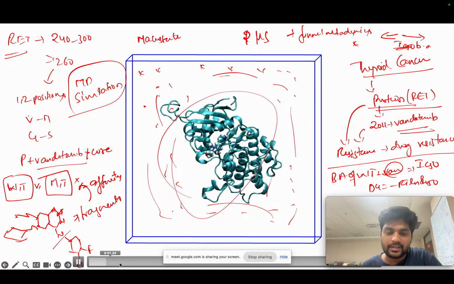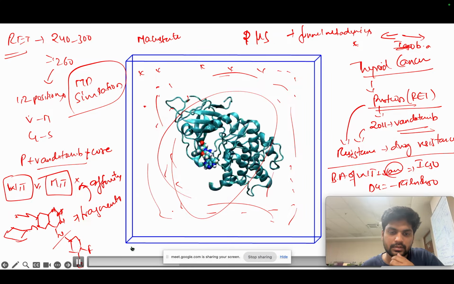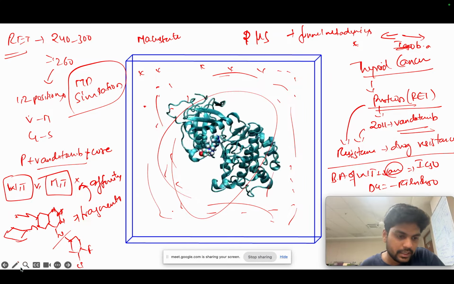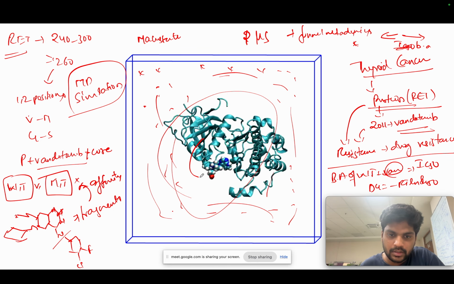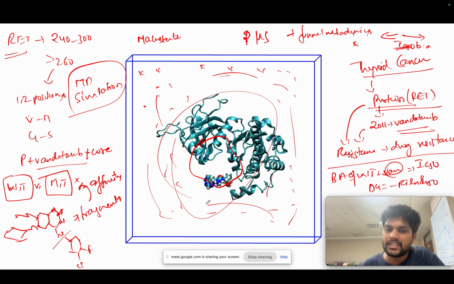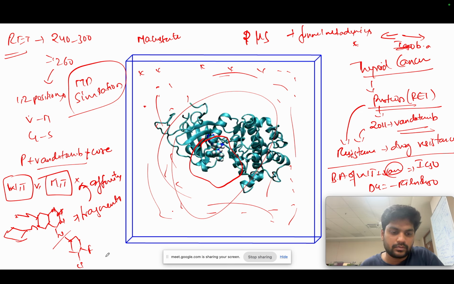So now you can see that the protein is shaking, right? Yes, sir. And you can see, 1 second, I will make it. So you can see this position. This is the binding region of the protein with the drug. We can see. 1 second, what happened to this?